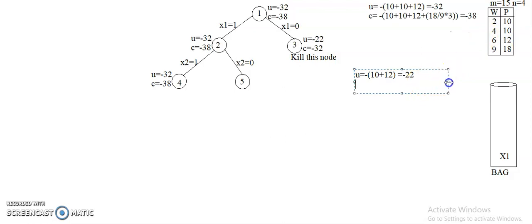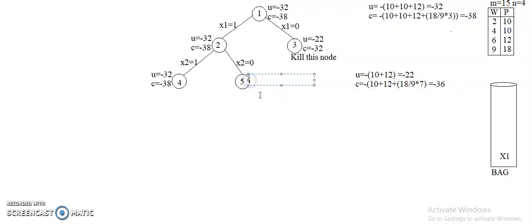Now I need to compute the cost. The cost is equal to minus of, this portion will remain the same, 10 plus 12, the profit of the first item and the third item, plus the profit of the fourth item divided by weight, into the remaining capacity of the bag. 2 plus 6 is 8, so the remaining capacity is 7, so I write 7 here. 7 2s are 14. 14 plus 12 is 26. 26 plus 10 is 36. So minus 36 will be the cost.